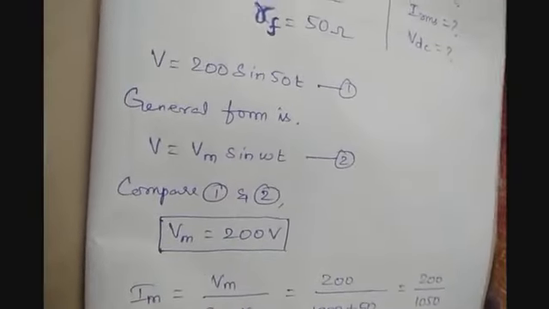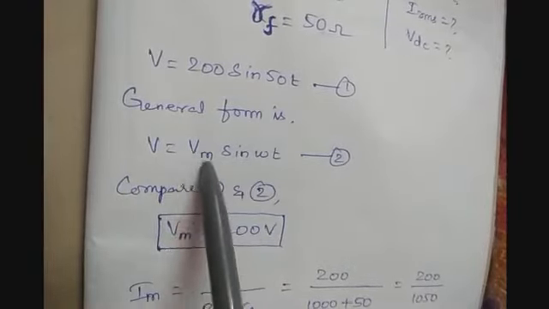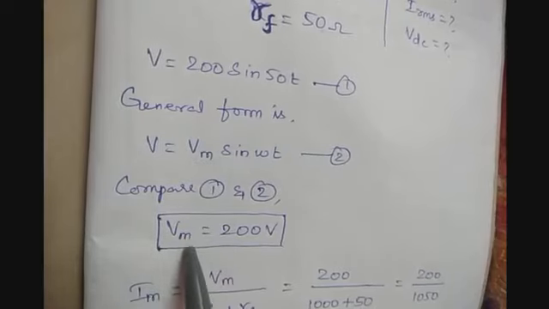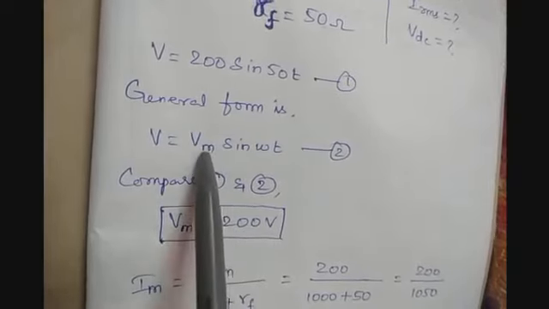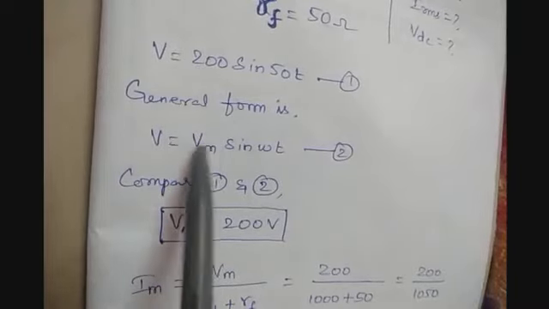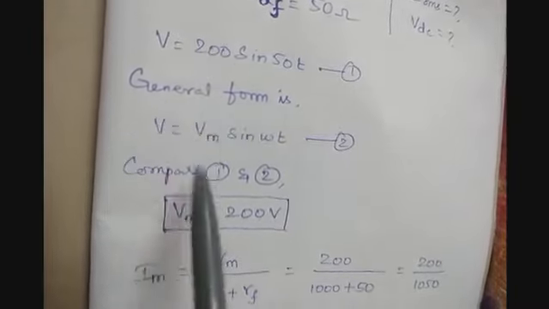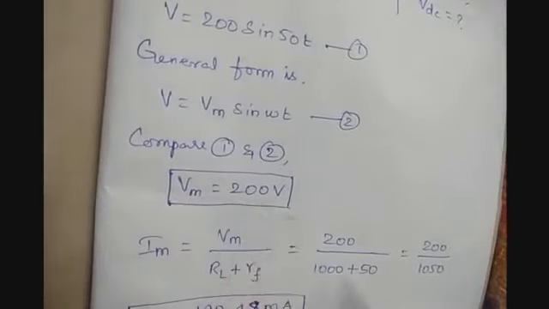See, this is the input voltage given. Just compare this with the general form. Then we can get the maximum value, that is VM equal to 200. Compare this with this. So we can understand VM is 200. In the place of VM, what we have here, 200. So VM is 200 volt.